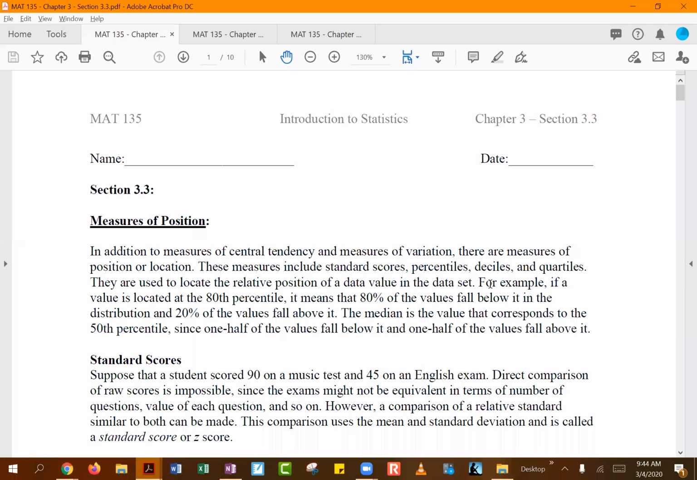All right, so we've talked about measures of central tendency, which is your mean, median, mode, mid-range. We've talked about measures of variation or dispersion: range, variance, standard deviation. Now we're getting into measures of position.